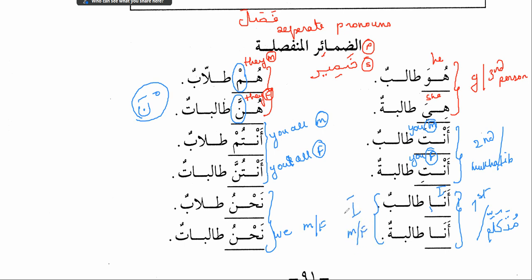So this is the separate pronoun. These pronouns cannot be attached. They are always separate, standing alone. And these pronouns are all marifa. And they can come as mubtada. Okay. So this is the explanation for the damir munfasil.